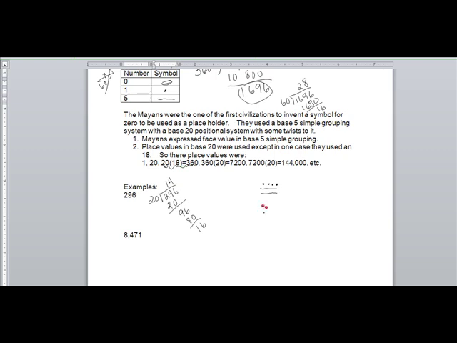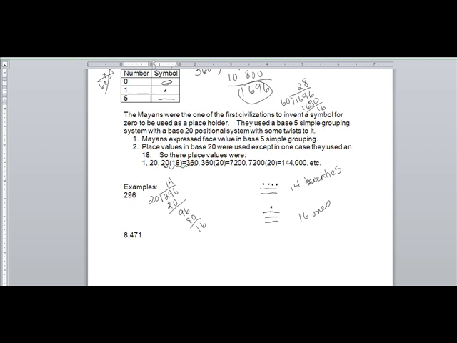So we need 3 lines for 15 and a 1. So we have 16 ones and we have 14 20s. Let me write it that way, 20s. So that would be the way they would write that number.